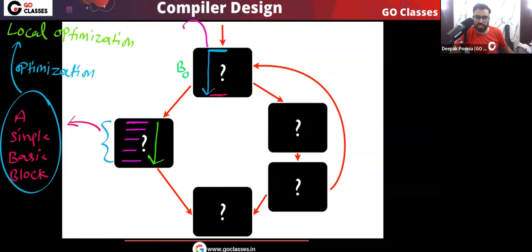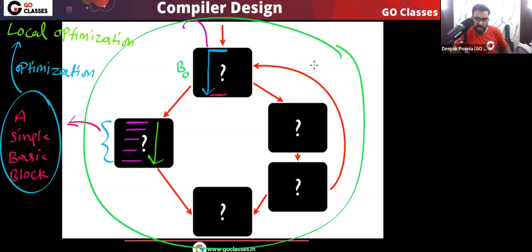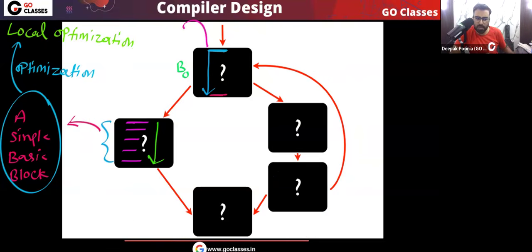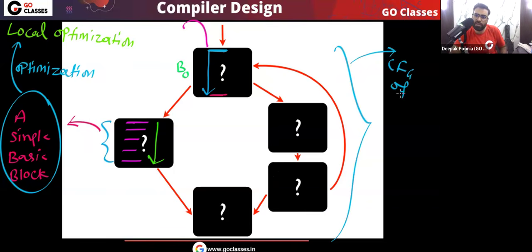Now let's see what global optimization is. Global optimization means that on this entire control flow graph, if you perform some optimization, that will be called global optimization. This whole graph is the control flow graph of a particular function, because you already know that for every function we create a control flow graph. In your program, if you have 10 functions, then there will be 10 control flow graphs.